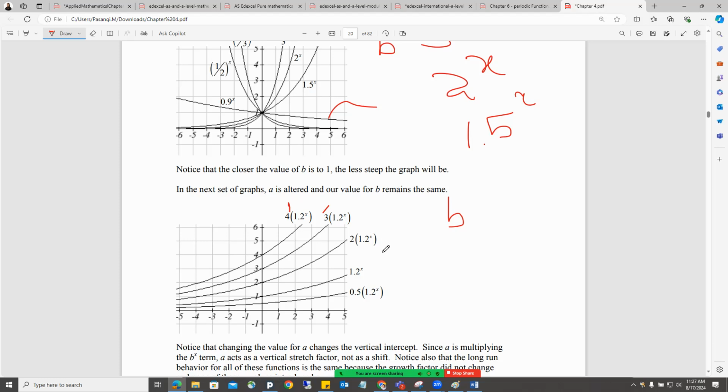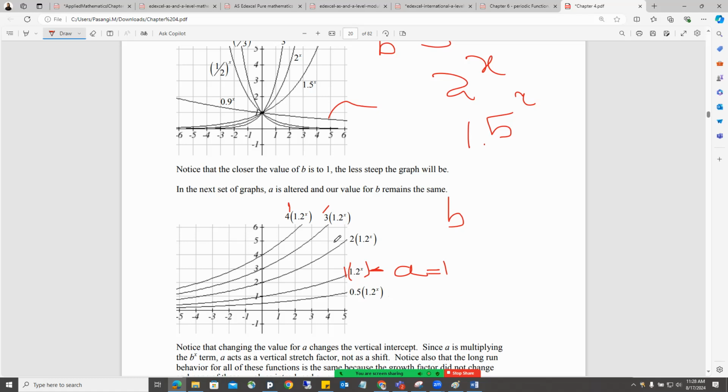What if there's no a? Like there's no a on the 1.2 to the power of x. I didn't get you, sorry. Like below there's no a. Yes, this one, a is equal to 1. That's why we don't have a there. So if I write it like this, 1 times 1.2 to the power of x.